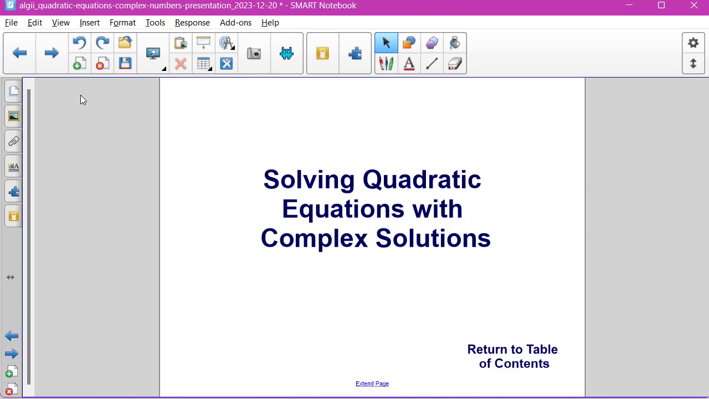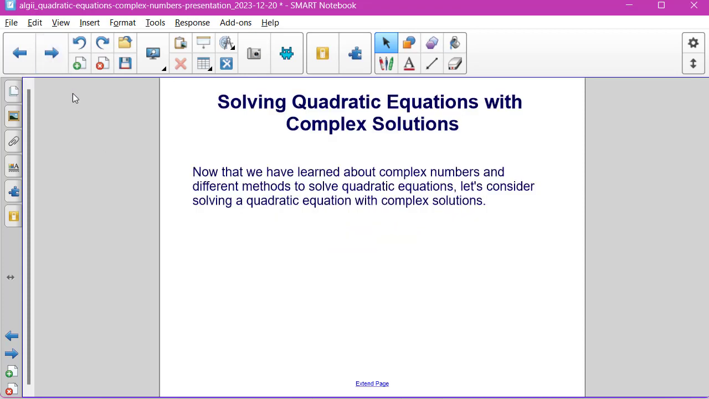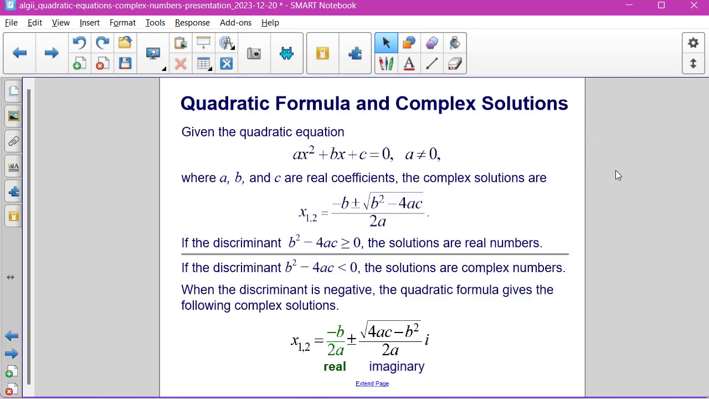Solving quadratic equations with complex solutions. Now that we have learned about complex numbers and different methods to solve quadratic equations, let's consider solving a quadratic equation with complex solutions. If we are given the quadratic equation ax squared plus bx plus c equals 0, and a is not equal to 0, where a, b, and c are real coefficients, the complex solutions are going to be found using the quadratic formula.